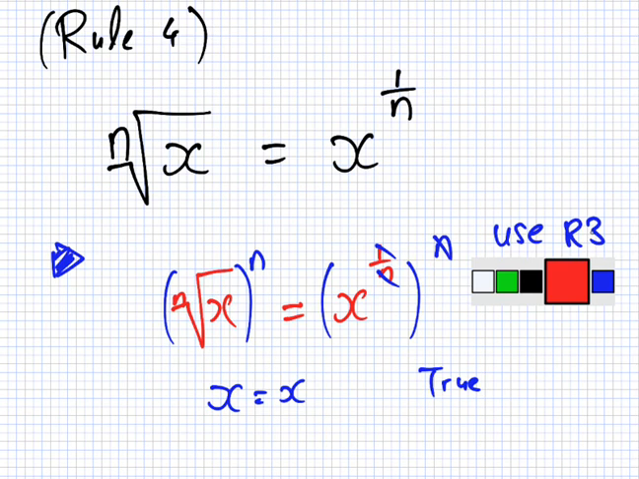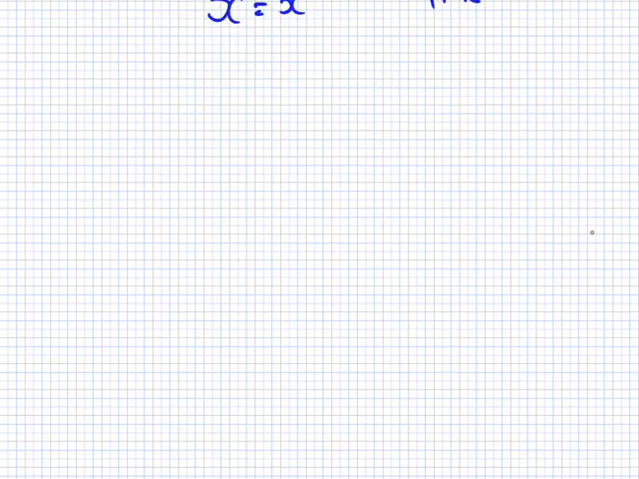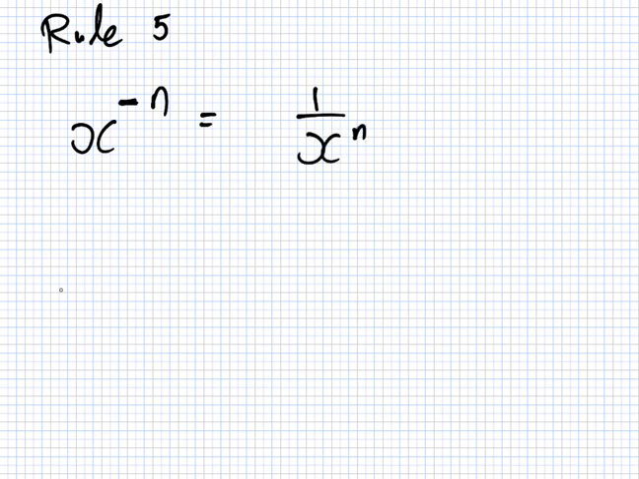Do you have to prove it? No, but like I said, it's not even really a proof. It's just good to know why it works that way. Okay, you have this one? Yeah? Okay. Rule 5. x power minus n is 1 over x^n.